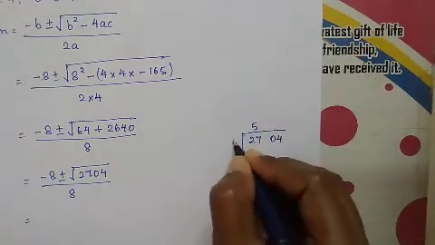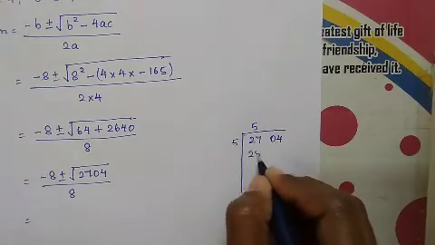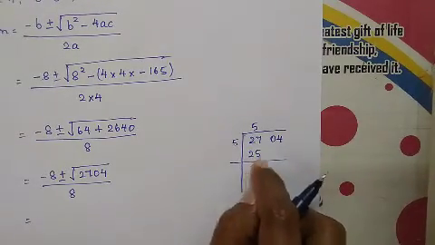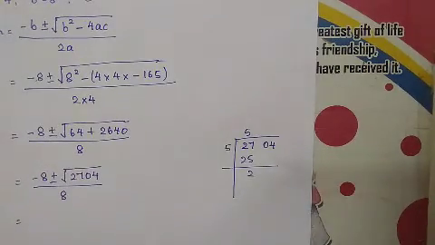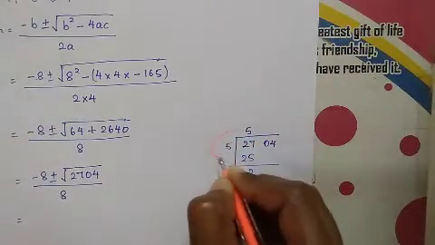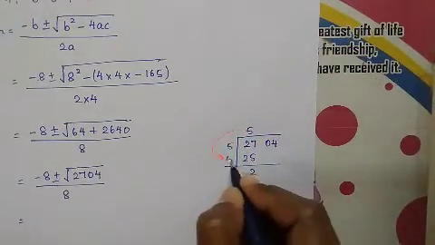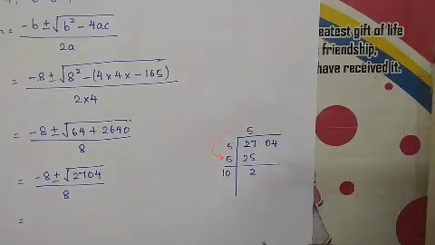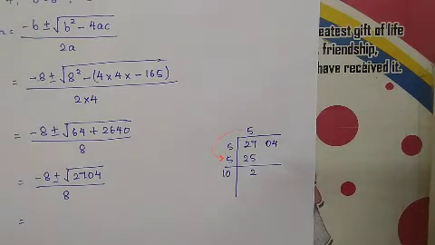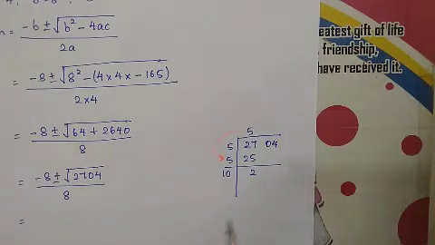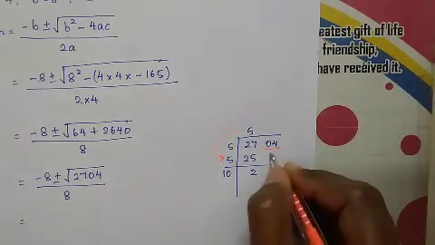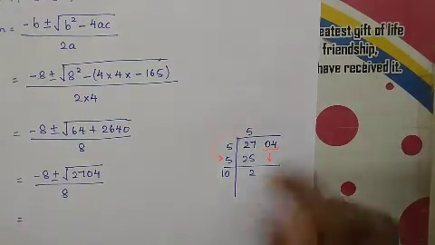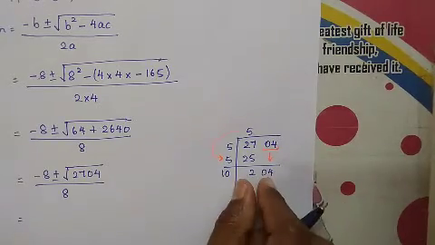So we have to take 5. So 5 into 5 is 25. Subtract 25 from 27. It will be 2. Now take this 5 here and add them. We are going to get 10. Now in the usual division, in the next step we are going to bring down one single number. But in this method we have to bring these two numbers together. So now we have 204.